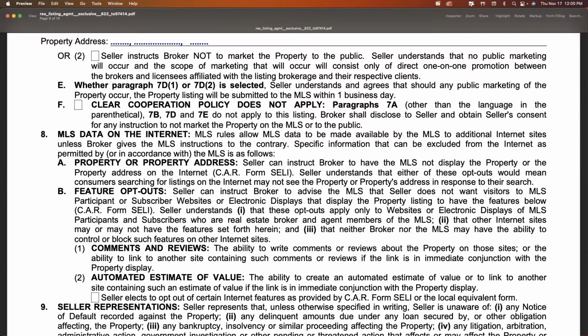Okay. All right. So that's it. We finished the listing agreement. Do you guys have any questions? No? You understand it? Well, hopefully this will give you some confidence to go take listings, go on listing appointments. But if you have any other questions, you guys can let me know.